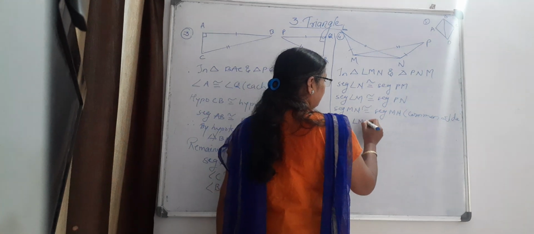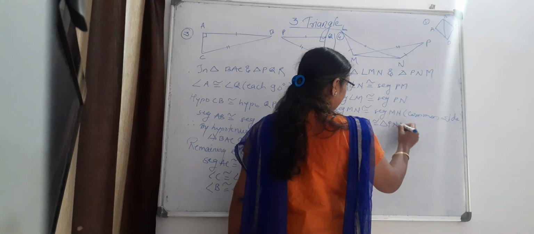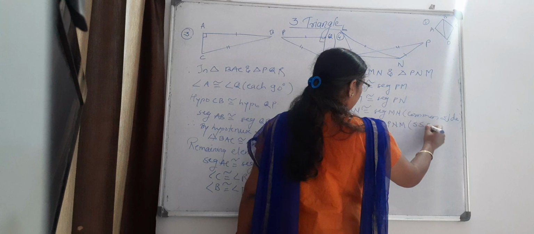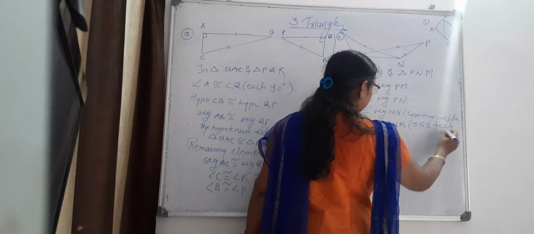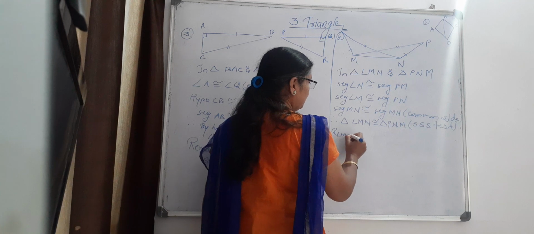It is a common side, therefore which test is applicable? Triangle LMN is congruent to triangle PNM by SSS test. And then you have to write down the remaining elements.